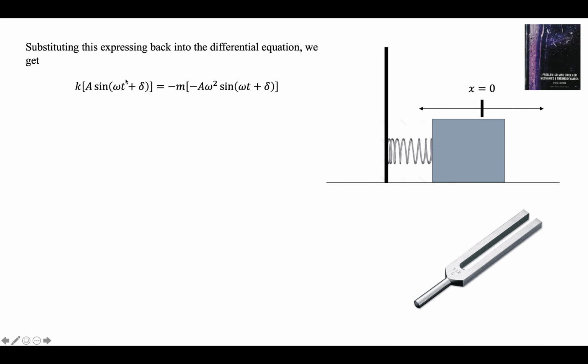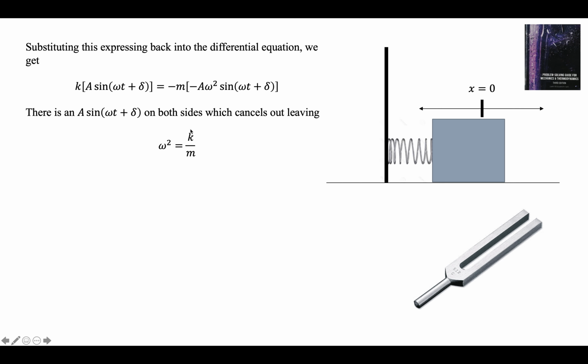So this is what we get. Minus kx equals m times the second derivative of x with respect to time. There's an A sine omega t plus delta in both of these. They cancel out, leaving a k on this side and an m on this side and an omega squared. So we can solve this for omega squared. It's k over m.